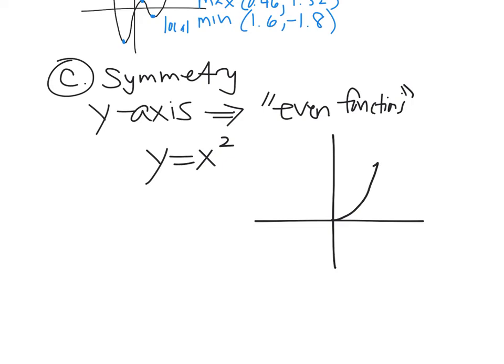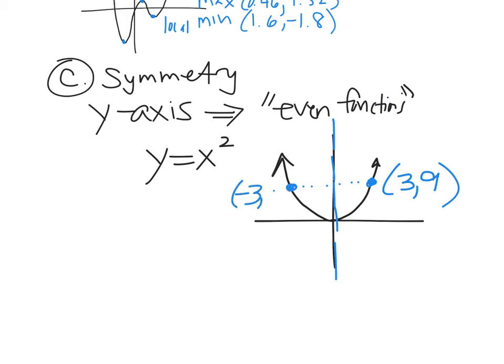Okay, not all parabolas are even functions though. If my parabola shifted left or right, it wouldn't be symmetric over the y-axis anymore. But this one, your basic y equals x squared, is an even function because it is symmetric over the y-axis. Now, another way that you can tell if something is an even function is if you pick a point on this side, like for example 3, 9, across the way, this will be the point -3, 9.